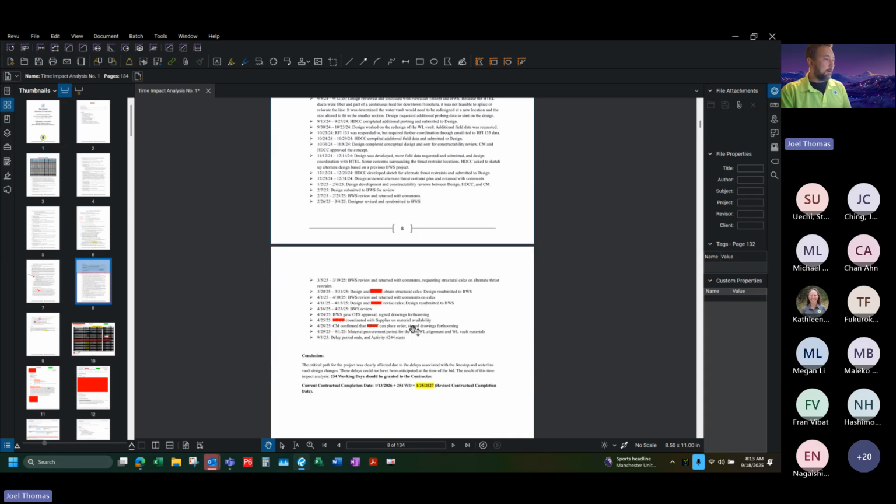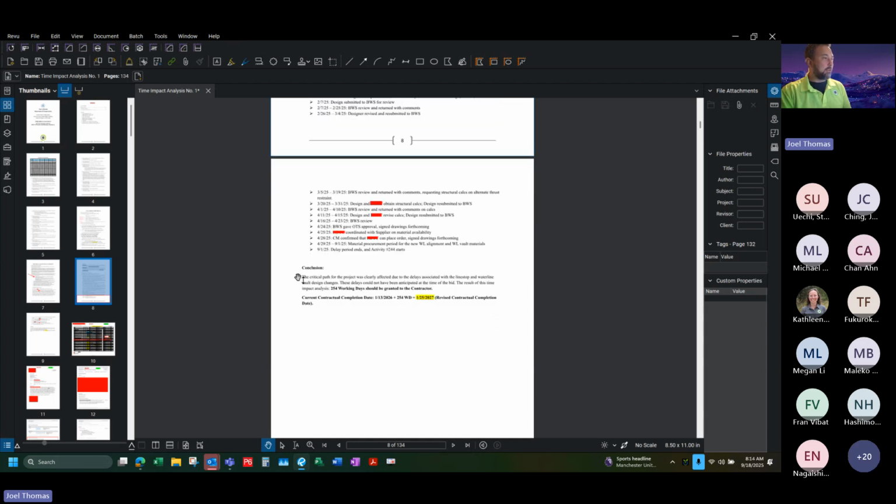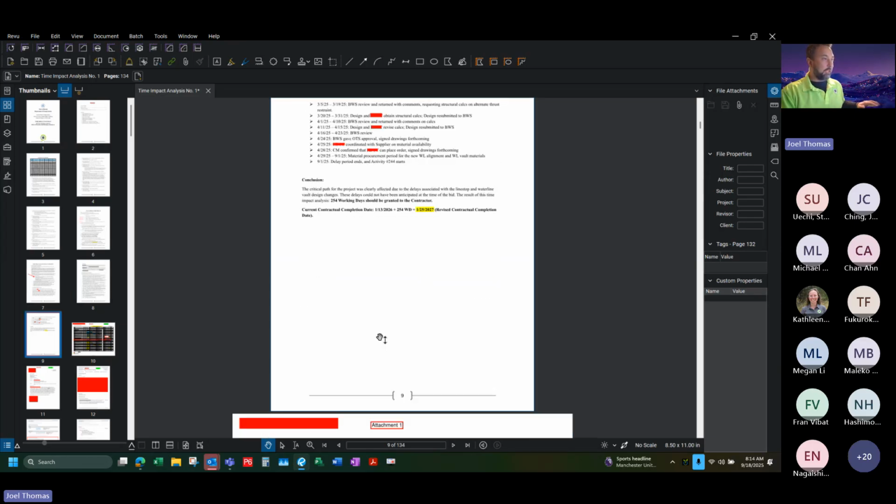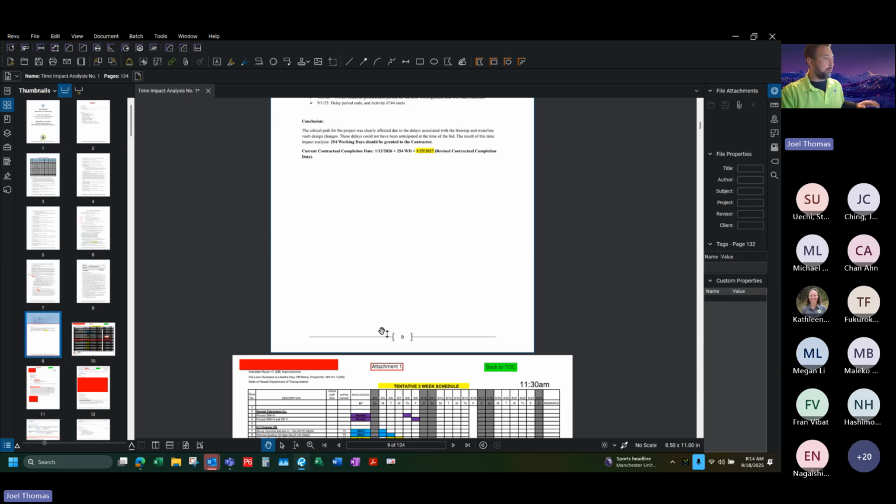And then in the end, it was just coming up with the conclusion that the critical path for the project was affected. We're going to grant the 254 working days. And then the contractual completion date would change from the 113 to 125/27. So we're still carrying a fair amount of LDs with granting this suspension, but that's just what we came up with as what we could do from a justification standpoint.